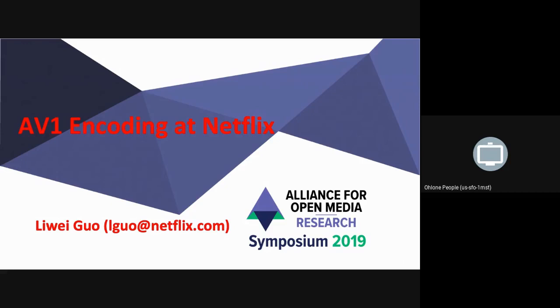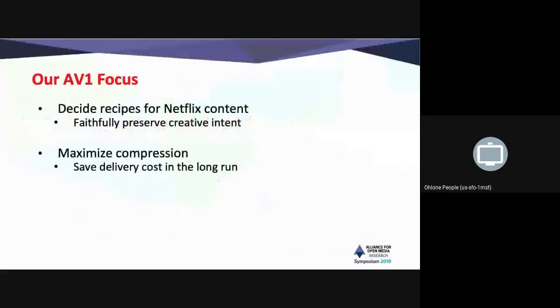Today I'm going to show how we do AV1 encoding at Netflix. Our AV1 encoding efforts focus on two aspects. First, all the content on Netflix is premium content, and the production team spends a tremendous amount of time on their artwork. That's why we would like to optimize our encoding recipe so the creative team's intent can be faithfully preserved and delivered to the final member.